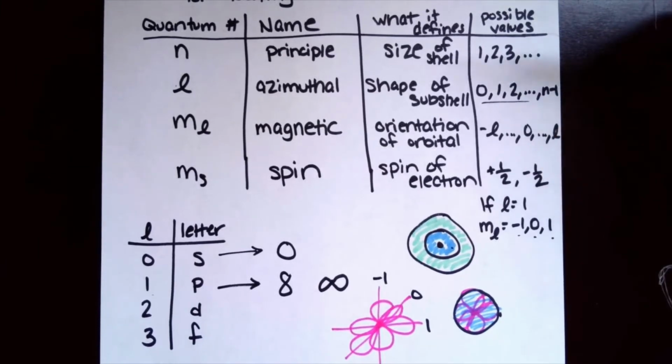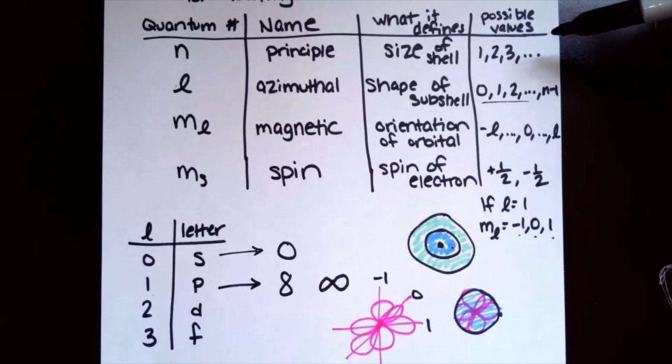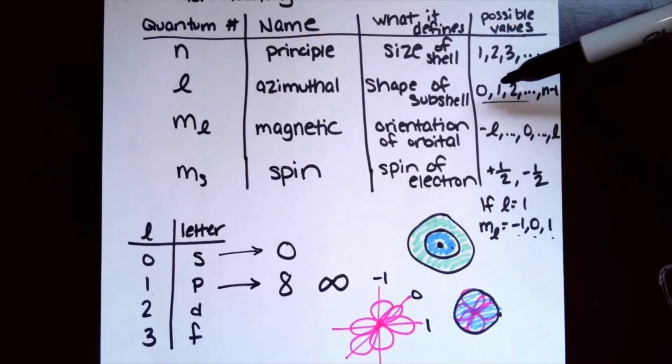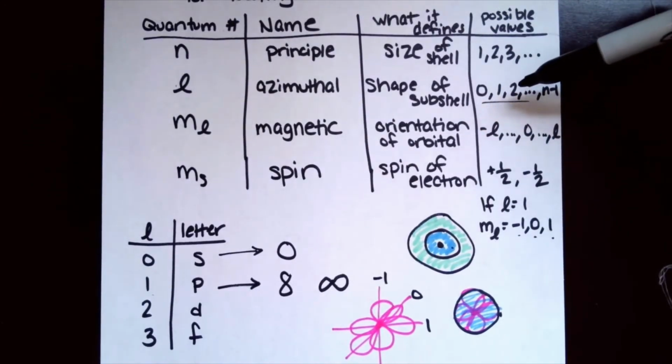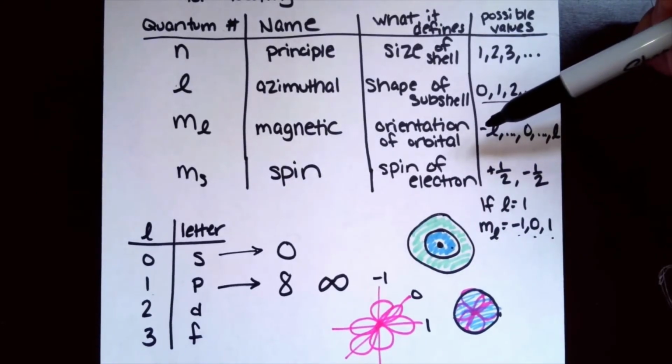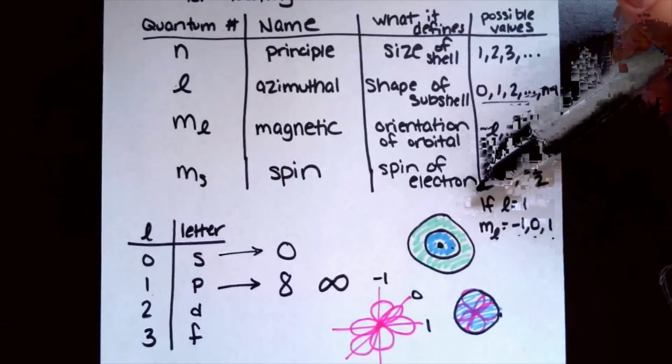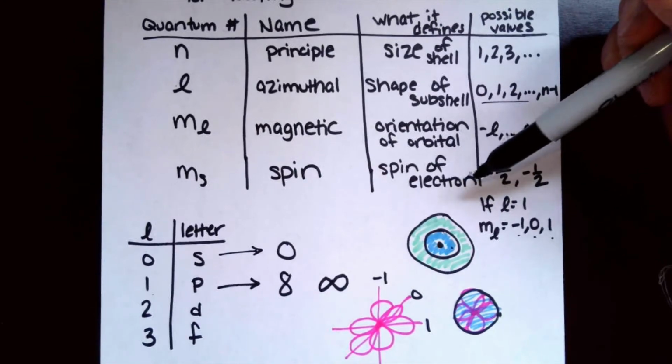So again, starting from the top, the first quantum number tells us the energy level, the shell that the electron is located in. Then the second quantum number tells us which subshell within that shell the electron is located in. The third quantum number tells us which orbital within that subshell the electron is located in. And then the final one tells us which of the two electrons in that orbital we're talking about.